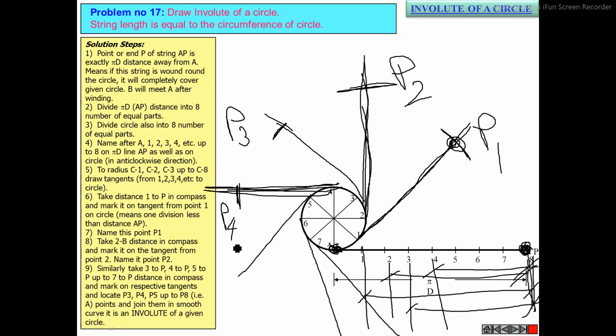Similarly, the last locus point of my involute, where will I get it? On the tangent line passing through this point, and this is the tangent line passing through this point. Yes or no? Yes, sir. Correct. So where will that point lie? Exactly, that point is where it will lie.